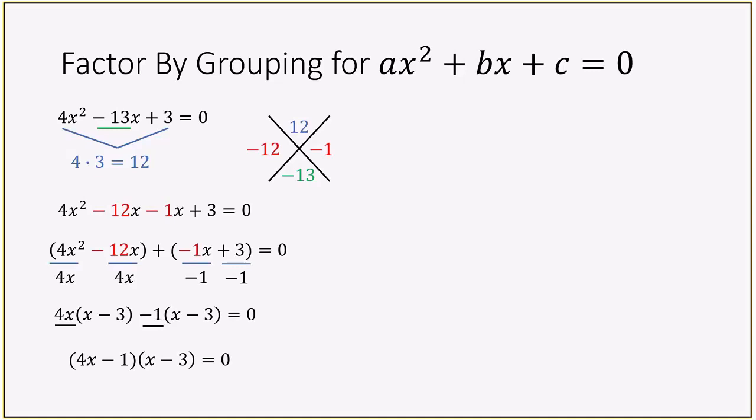So now I'm going to use, again, the zero product property to solve. I'll set the first factor equal to 0 and the second factor equal to 0. Solve the first one using some basic algebra. I add 1 to both sides. I get 4x is equal to 1. Divide 4 from both sides. I get x is equal to 1/4.